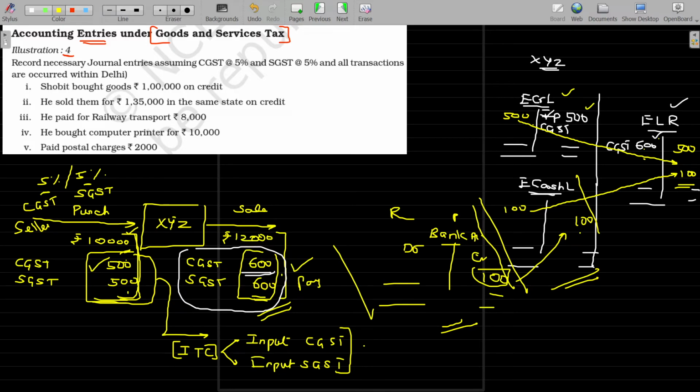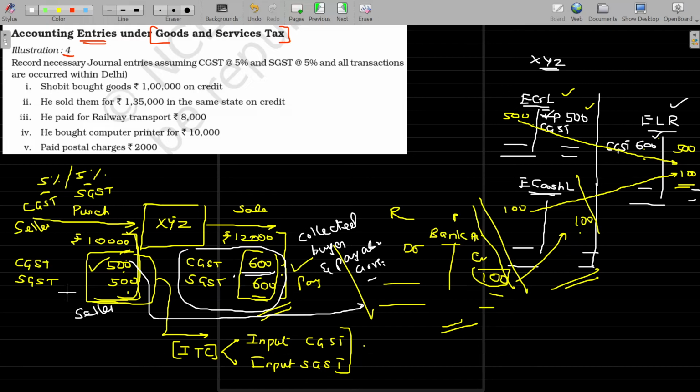On sales again he has to pay the tax. This is the tax payable to the seller, the tax collected from the buyer and payable to the government. While making this amount payable to the government, the amount paid to the seller could have been adjusted here in the name of input tax credit. So this is the logic.